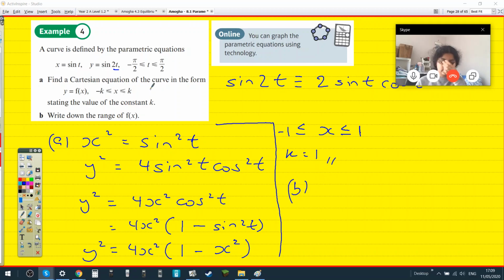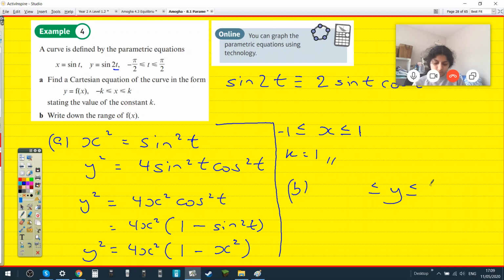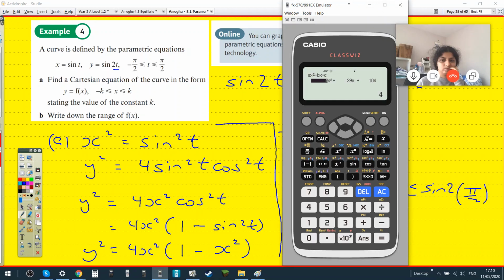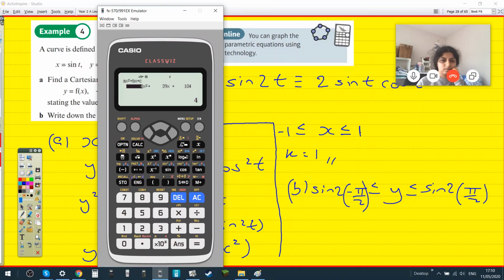What's this going to look like? So t is between those two. Yeah. So y is going to be between sine 2 times pi over 2 and sine 2 times minus pi over 2. They're both 0. So sine of pi is 0. Sine of minus pi is also 0. But what does that look like in between those two?